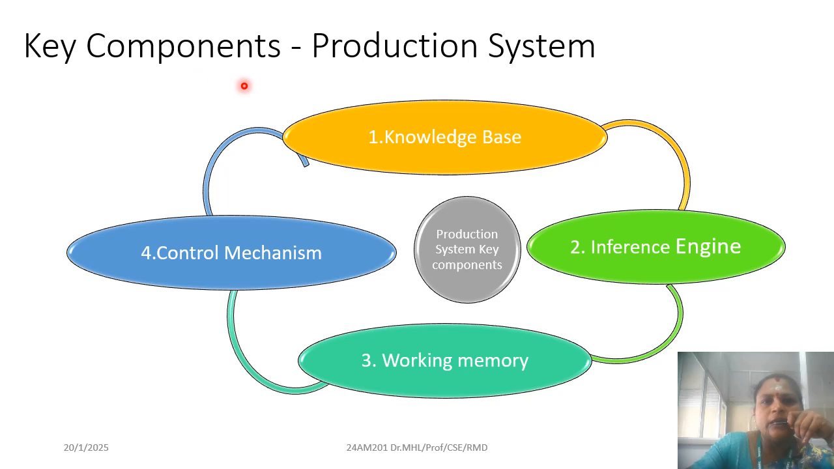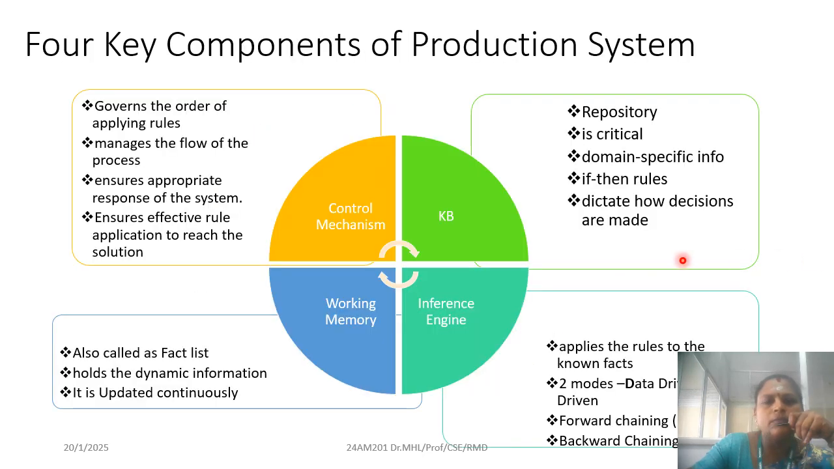The 4 key components of a production system, as you can see in the picture, are the knowledge base, inference engine, working memory and the control mechanism. Let us see in depth the 4 key components of the production system.